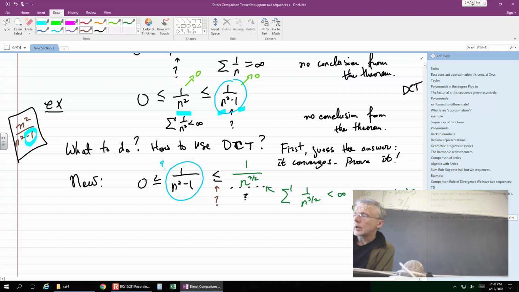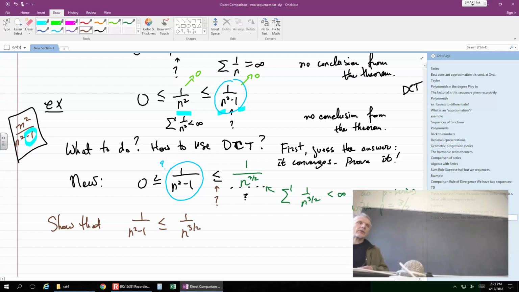Is it true? So show that 1 over n squared minus 1 is less than or equal to 1 over n to the 3 halves. I picked the simplest number, 3 halves. I certainly could have taken any number, just any small amount, 1 tenth or 100th above 1, and it will still be okay. But I picked the simplest one. So to show this inequality, I need to show the opposite. So I need to show that n squared minus 1 is larger than or equal to n to the 3/2.